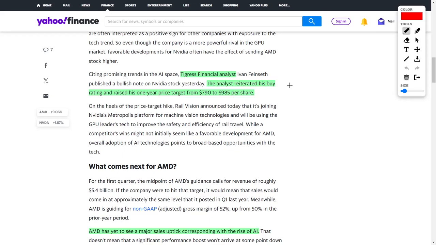Recently, a Tigris financial analyst reiterated his buy rating on NVIDIA, and he raised his one-year price target on this company from $790 up to $985 per share, and this caused a multitude of AI-related stocks to increase in their respective share prices, which would include AMD.